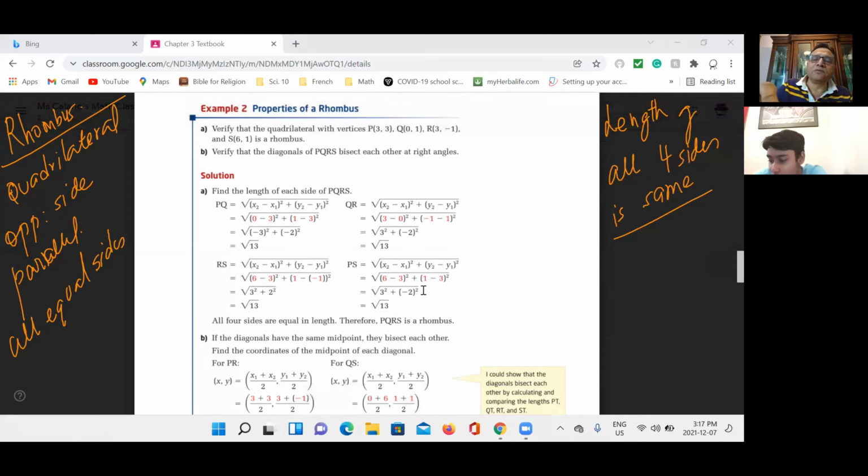Another important property of a rhombus is that when we have a rhombus, let's say, let me just make one rhombus.